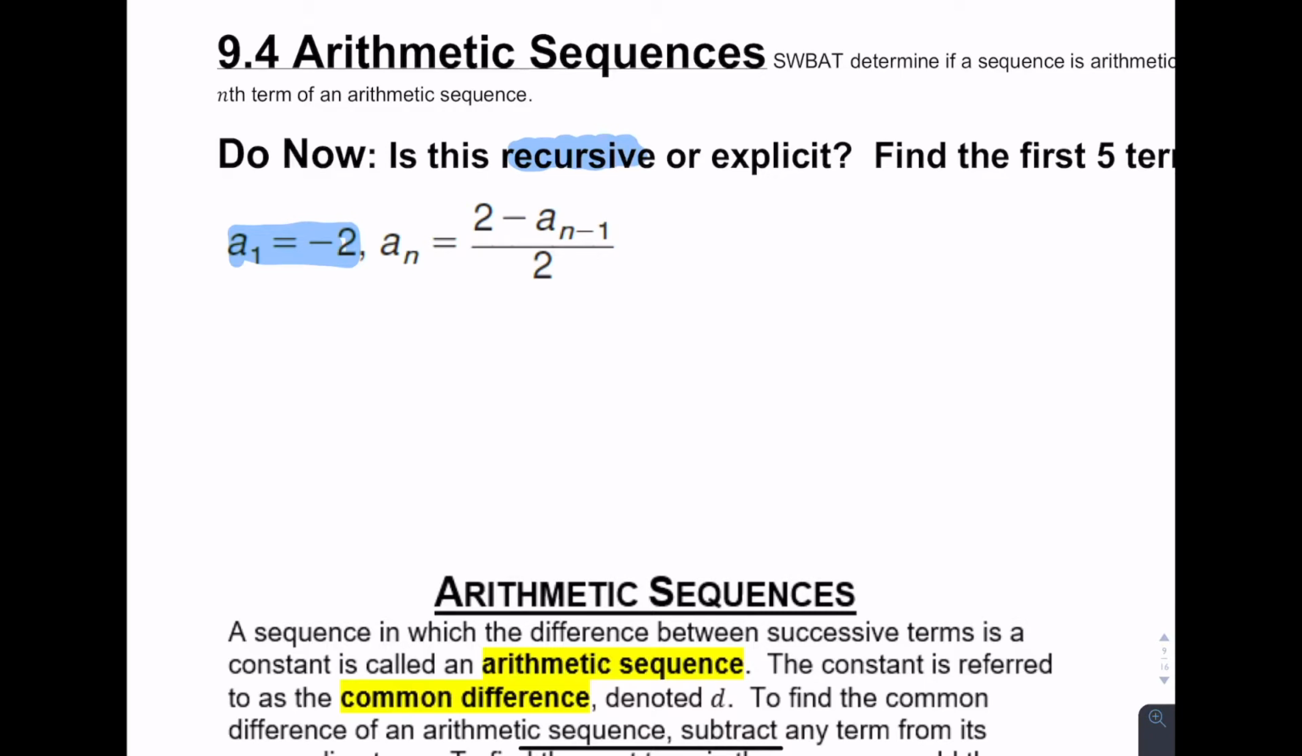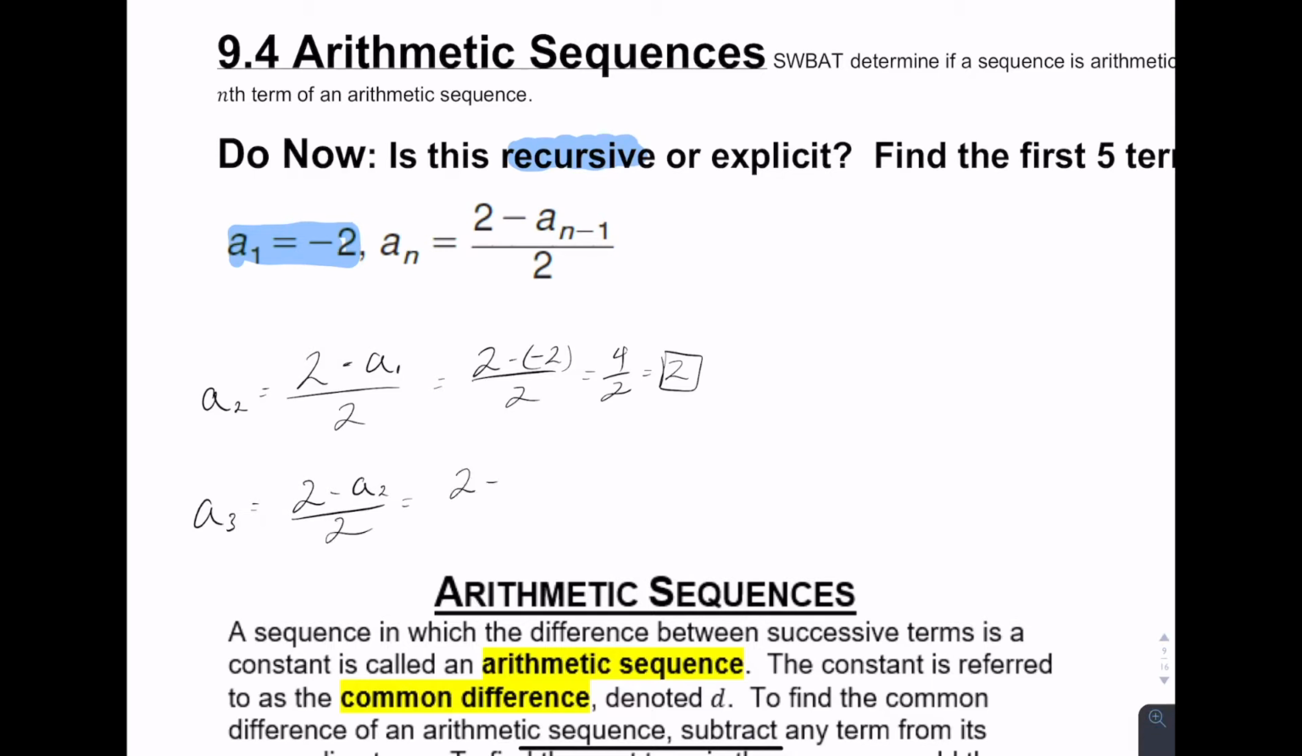Now, finding the first five terms, well, we already have the first one. So a sub 2 is going to be 2 minus a sub 1 over 2, and so we just plug and chug that. That would be 2 minus negative 2 all over 2, which gives us 4 over 2, which is 2. All right, so we got that one. Okay, the next one would be a sub 3, so it'd be 2 minus a2 over 2. So it'd be 2 minus 2 over 2, which gives us 0. Okay, we're done with that one.